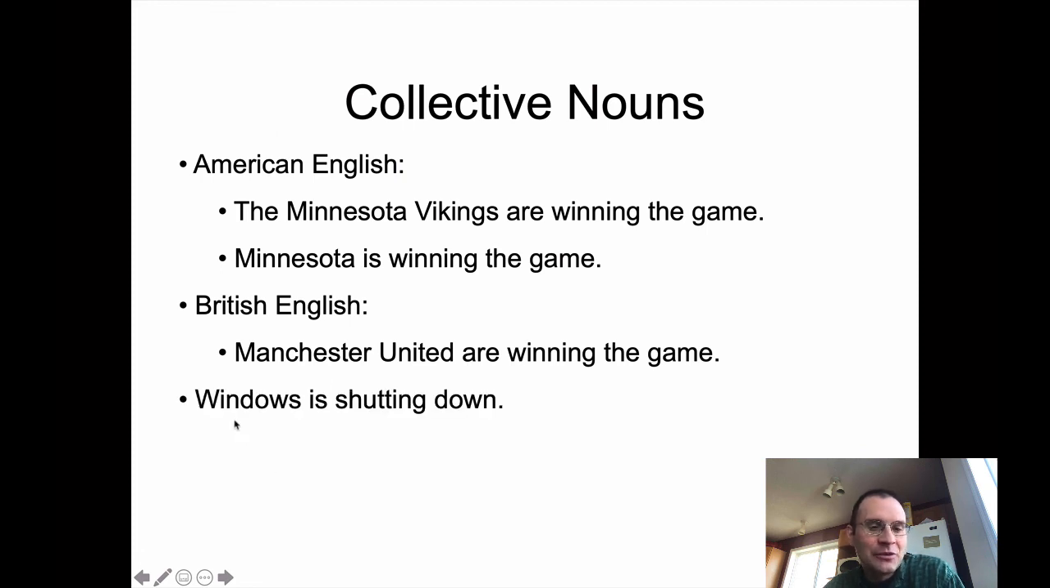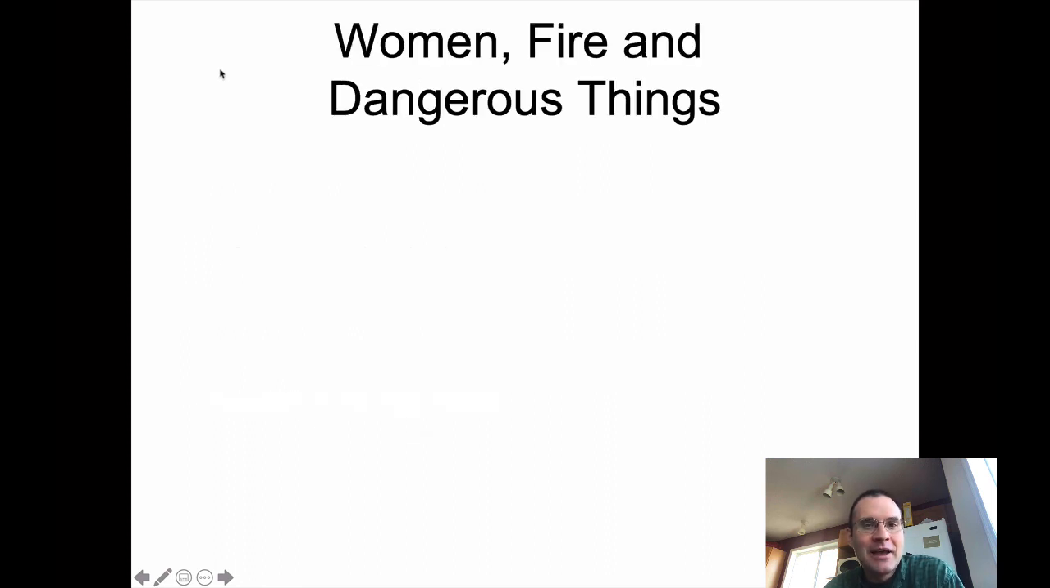There's also the funny case of Windows, like the operating system for a computer. So Windows is clearly a plural noun here. Windows, there's more than one, but it's just one thing when it's running on your computer, right? So Windows, the operating system, is shutting down. So you can use the singular verb here, even though it's a bit of a mismatch.